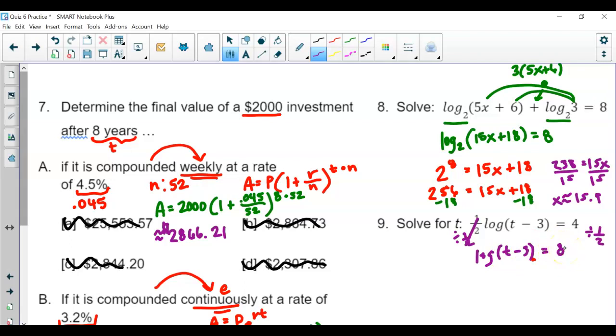Now we can solve this and again convert it to an exponential. But remember, when no base is given, what's understood to be here? Base 10. So this is 10 being raised to the 8th power, which is equal to t minus 3. So really you've got 10 to the 8th, which I believe is like 100 million, plus 3. So like 100 million and 3 is what's equal to t.